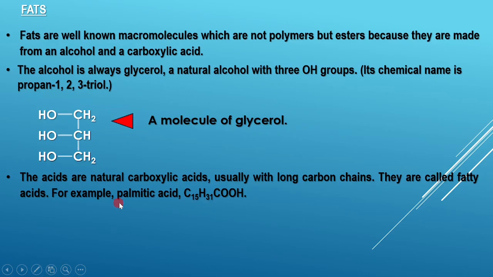For example, we have palmitic acid with this formula here, C15H31COOH. You see this is the carboxyl group. So this is an acid, a natural acid, which is palmitic acid. It will have a carbon chain, a very long carbon chain. Okay, so now we change the color.